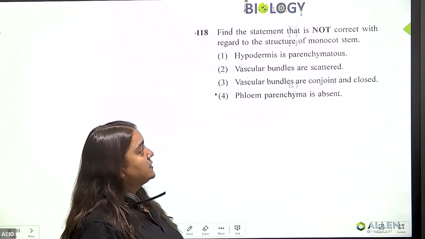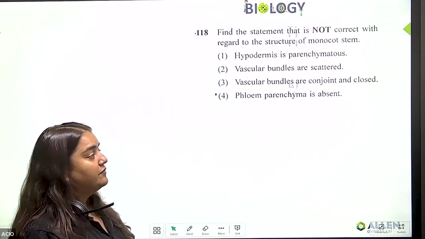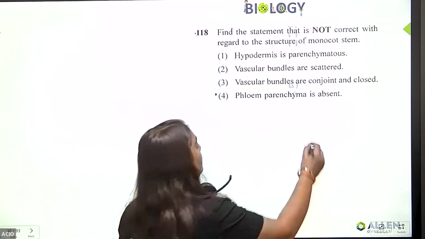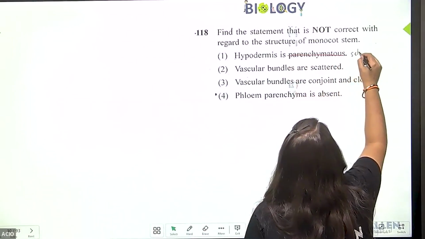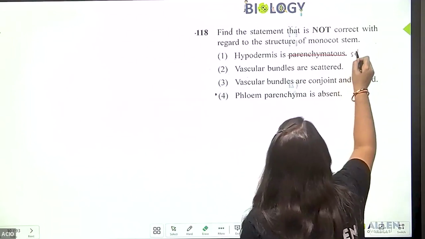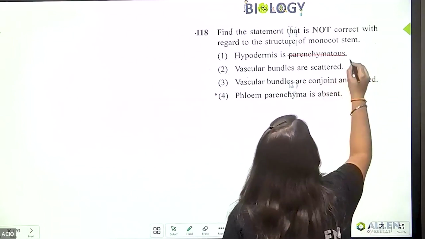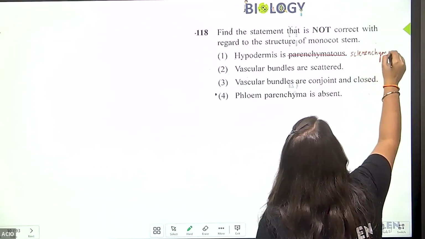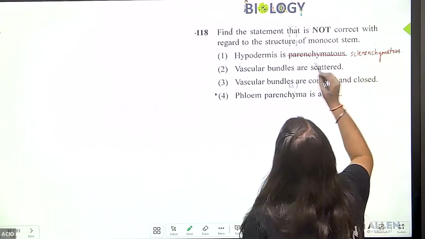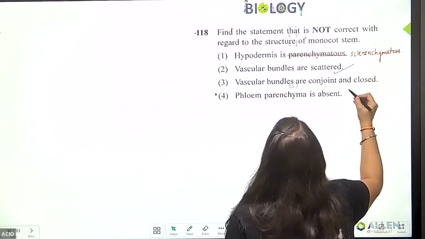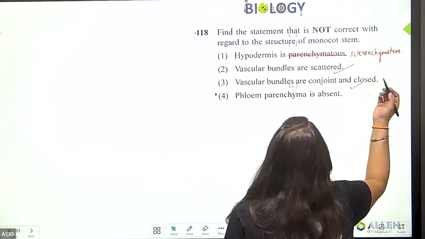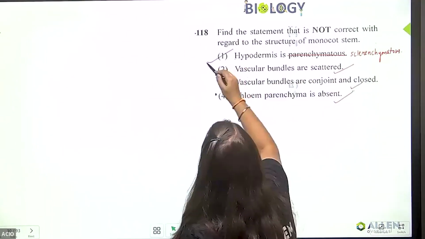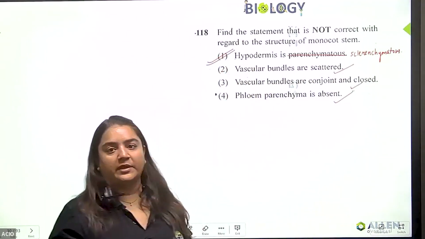Find the statement that is not correct with regard to the structure of monocot stem. Okay, monocot stem, hypodermis is parenchymatous? No, hypodermis is sclerenchymatous. So the first statement is the only wrong one. Then vascular bundles are scattered, correct. Vascular bundles are conjoined and closed. No cambium, yes. Phloem parenchyma is absent, correct. So we have to find out the incorrect one. First is the incorrect one, guys.